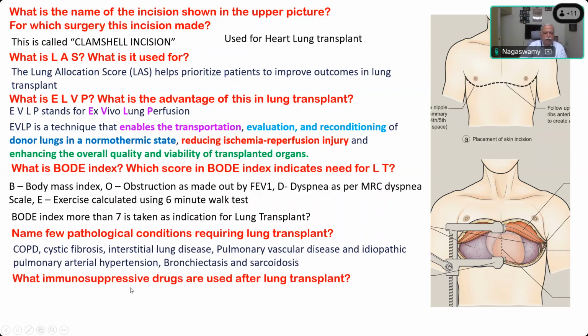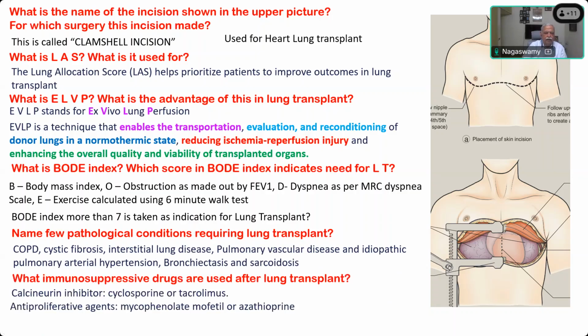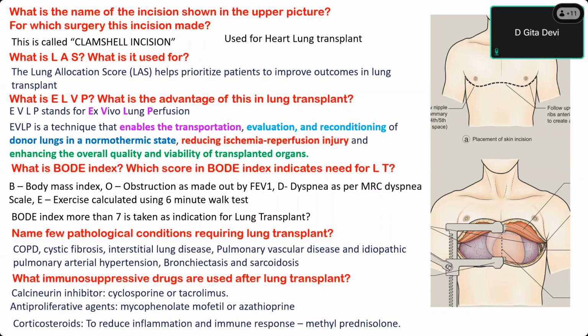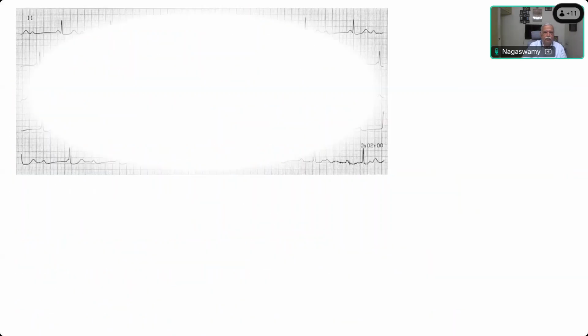What immunosuppressive drugs are used after lung transplant? Cyclosporin, sir. Cyclosporin, very good one. Then all the common three which are used for other immunosuppression: azathioprine or mycophenolate, and corticosteroids. Okay, the so-called trinity of immunosuppression.